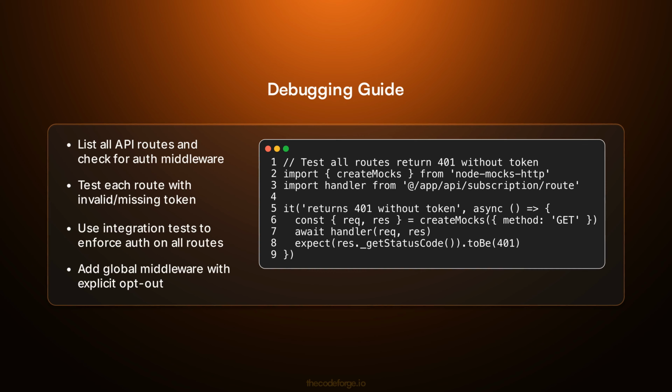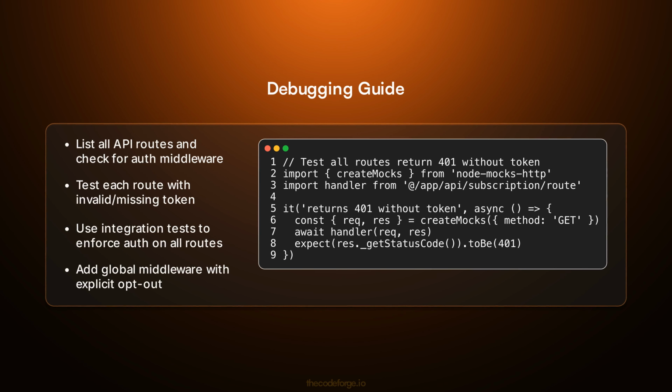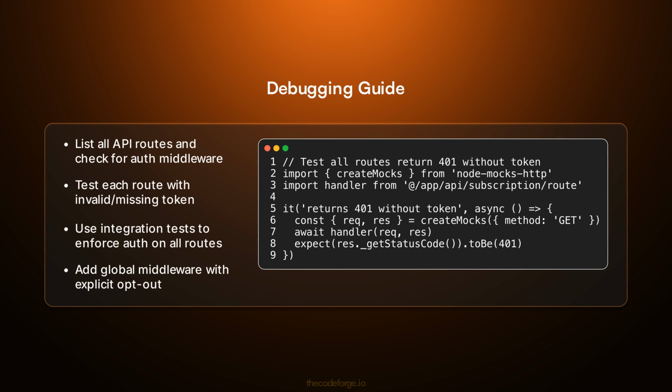To diagnose missing auth, list all API routes and check each for auth middleware. Write integration tests that call each route without credentials and assert a 401 response. This catches routes that the AI forgot to protect.